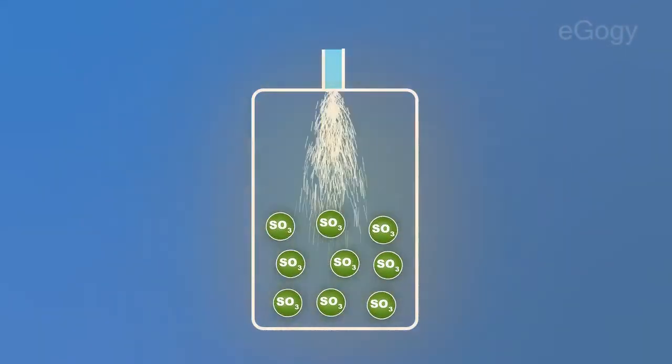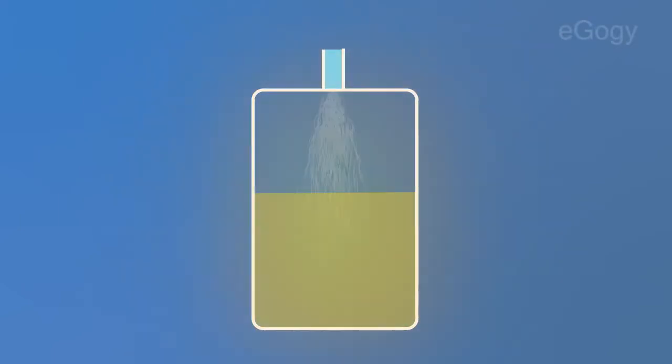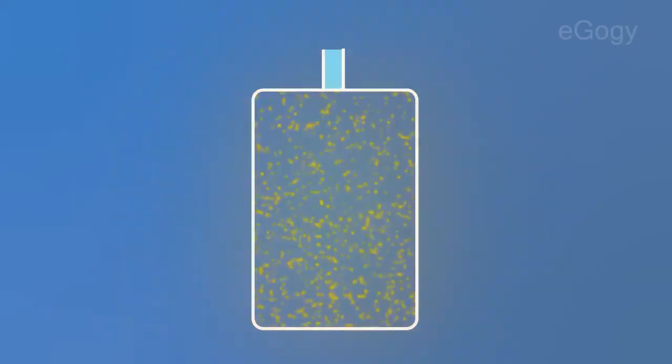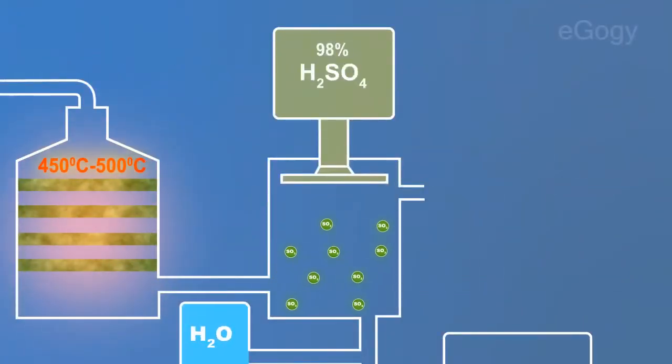Sulfuric acid can be obtained by dissolving sulfur trioxide in water. But since the dissolution of sulfur trioxide in water is highly exothermic, the sulfuric acid that is formed first vaporizes to form a smog which hinders further dissolution. Hence, this method is not used for the preparation of sulfuric acid.